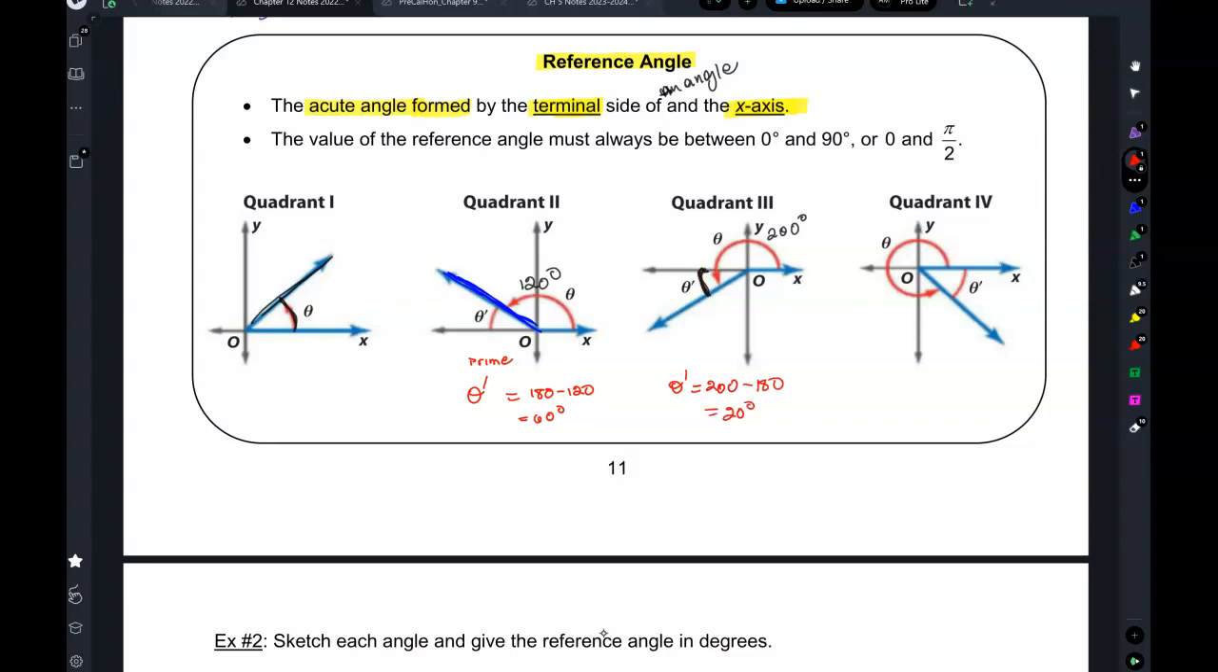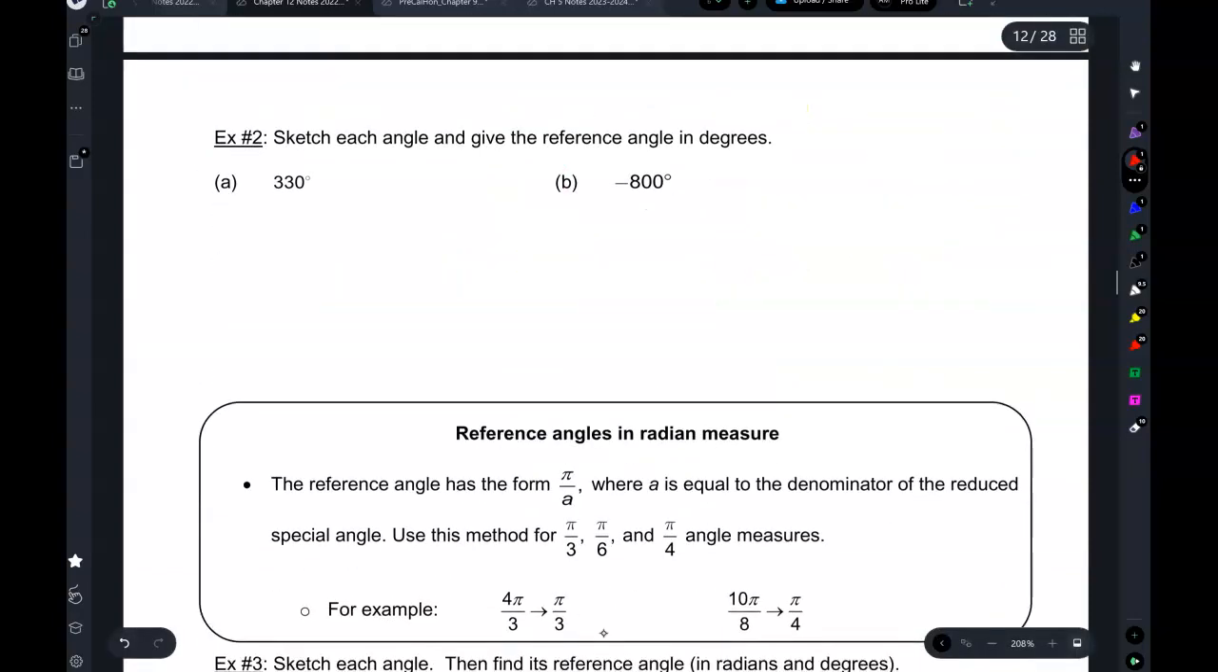I don't want you to memorize how to find these. I want you to reason through them. And then here, suppose you have an angle of 310 degrees. Where is the reference angle? It's this one right here. So theta prime will be how much? If it's 310 degrees, 50 degrees. Fabulous.